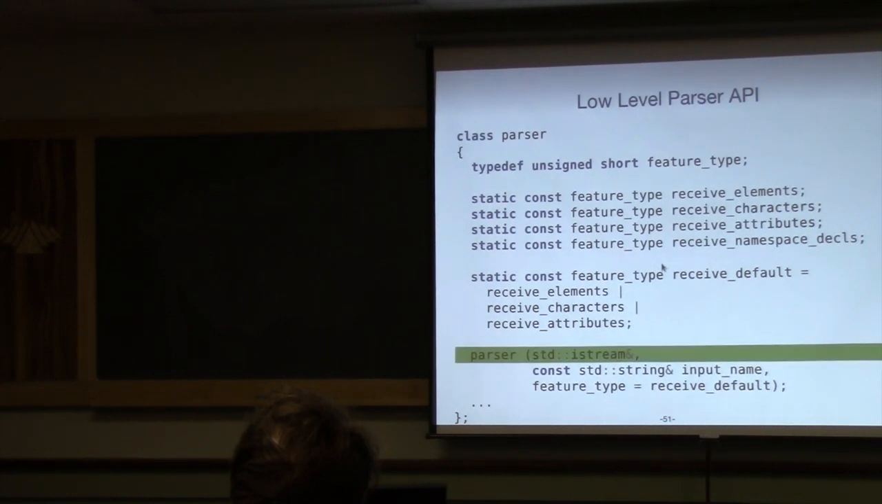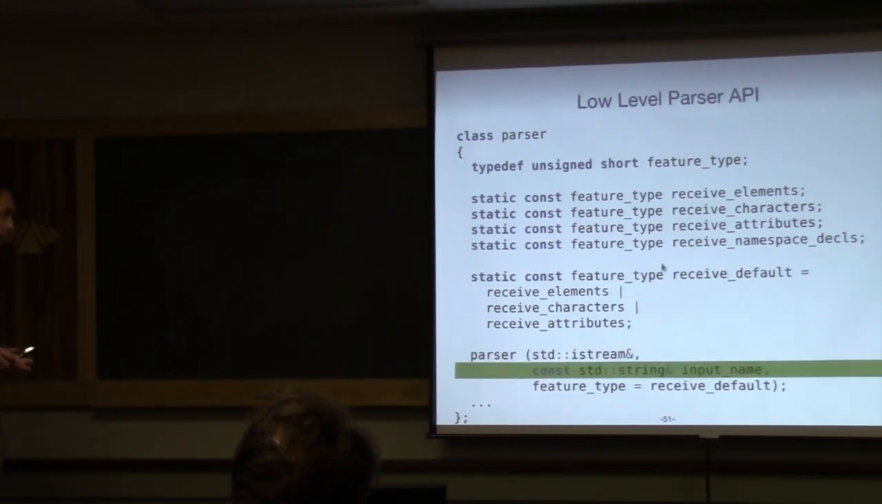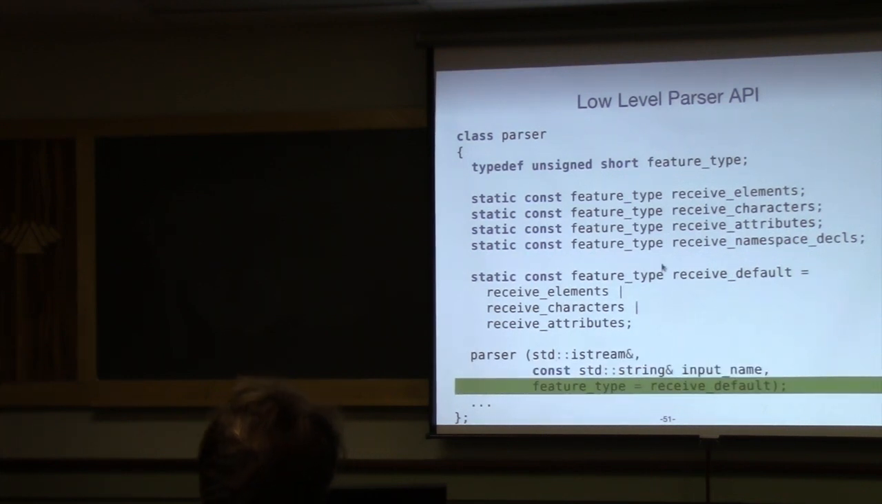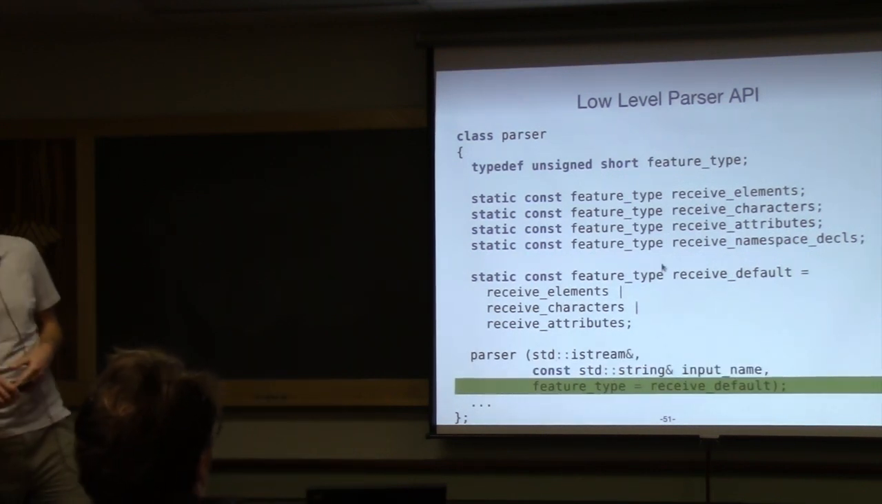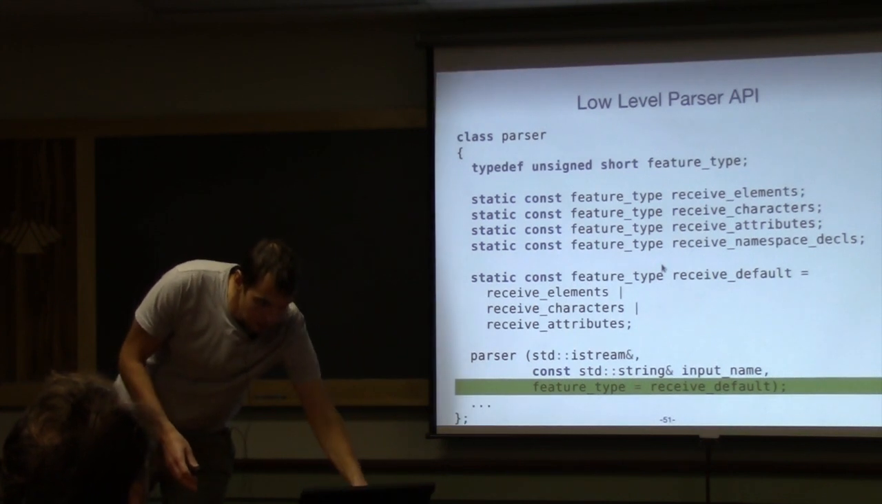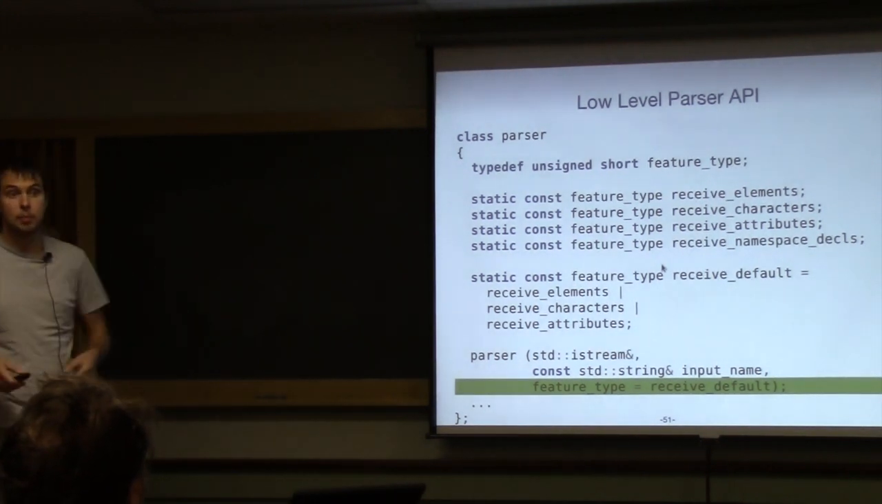Okay, so we have the constructor for the parser. The first argument is the stream that we are parsing. The second argument is the name of the document that is used in diagnostics. And the last argument is the list of the parsing events that we want the parser to report to us.